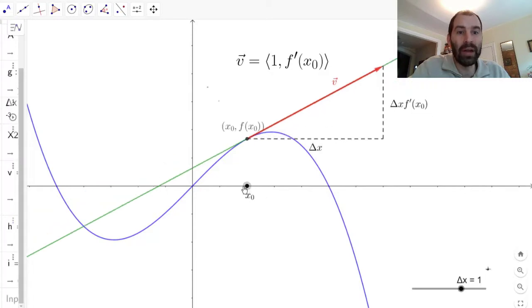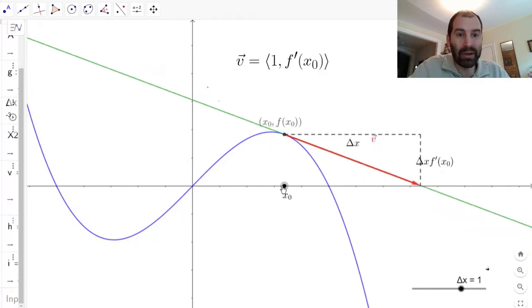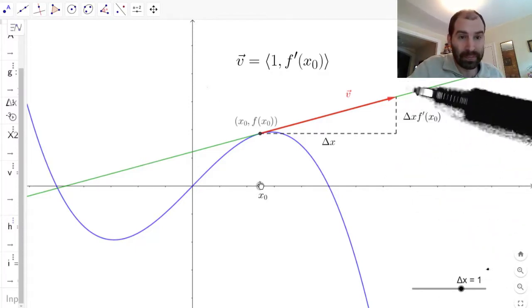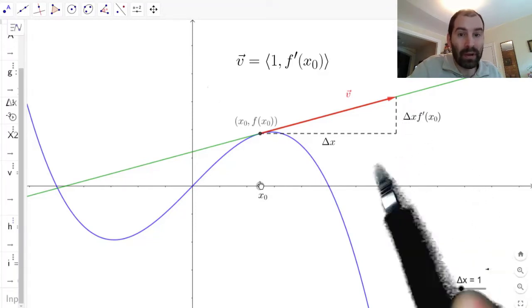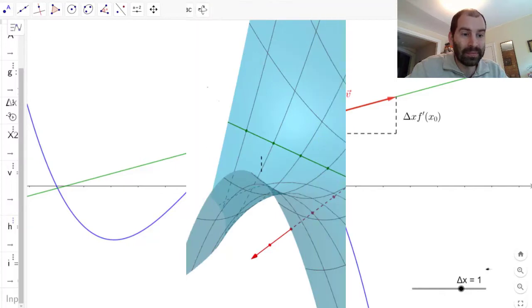So I see that at any point I can form this vector, where the delta x part is equal to 1, and the delta y part, the y component of the vector, because delta x is 1, is just f prime of x naught. So now the components of our vector are just 1 comma f prime of x naught. Okay, so that's an important realization that we're going to need when we start talking about tangent planes.